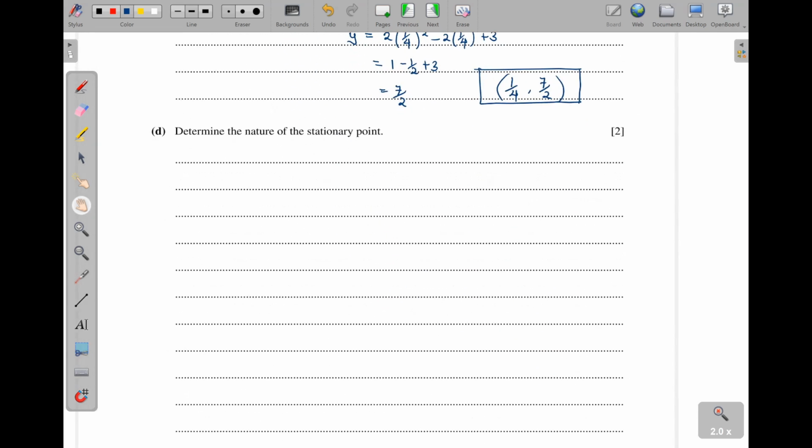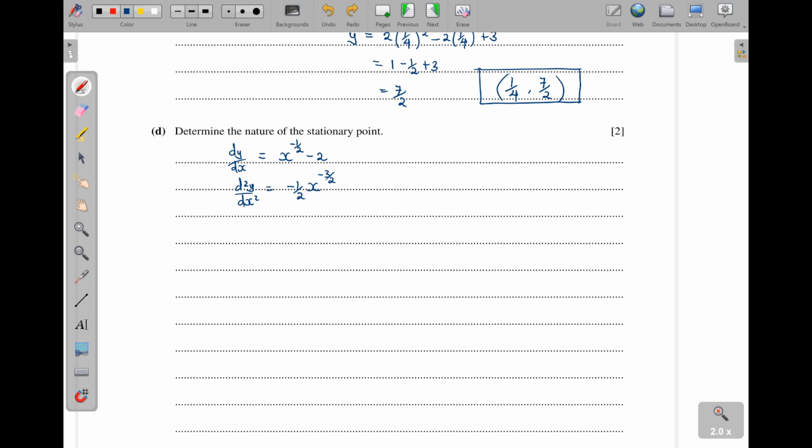And then part D, determine the nature of the stationary point. Then we need to differentiate the second time. First of all, the dy/dx was given as x to the power of negative a half plus k, where k is negative 2. Then the second derivative is going to be drop this power and then reduce it by 1. So we shall have negative a half, then x to the power negative 3 over 2. Of course, the constant will disappear.